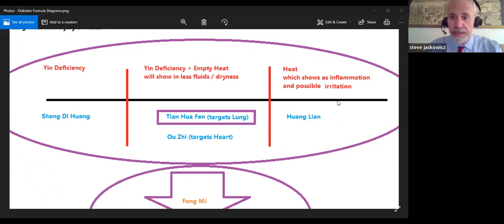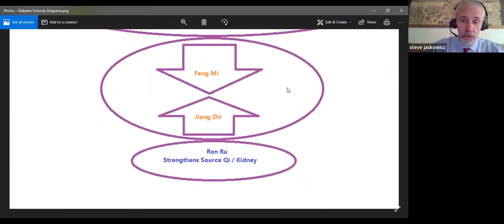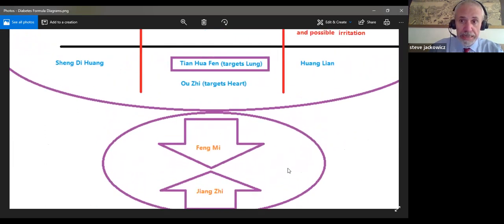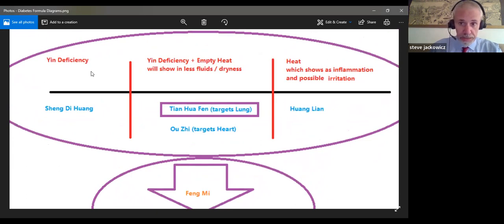So here, we can break down how this formula addresses the upper burner. It's got Huang Lian, which addresses the inflammation. It's got the Tianhuafen, targeting the lung, and the Wuzhiyu, targeting the heart. It's got the Shengdi Huang, targeting the yin part in the upper body. Then the Feng Mi, the honey, drains down. The Jiangzhi goes up, so it stabilizes the middle. And then coming down here, you've got the Renru, which strengthens the source qi, the kidney, and the foundation. It is, of course, produced by the breast and the upper body, so it helps to stabilize the yin specifically in the upper body. That's a structural analysis of how the formula works.